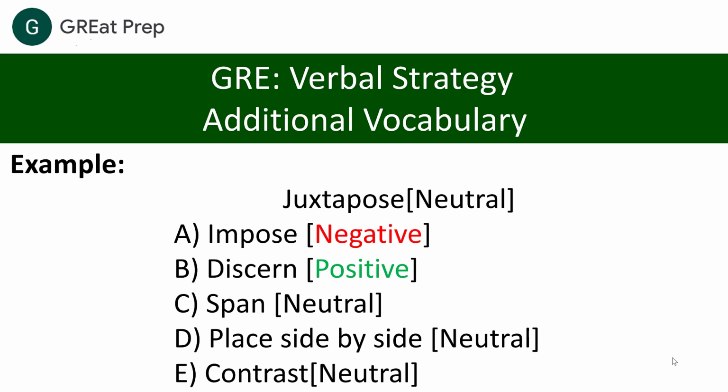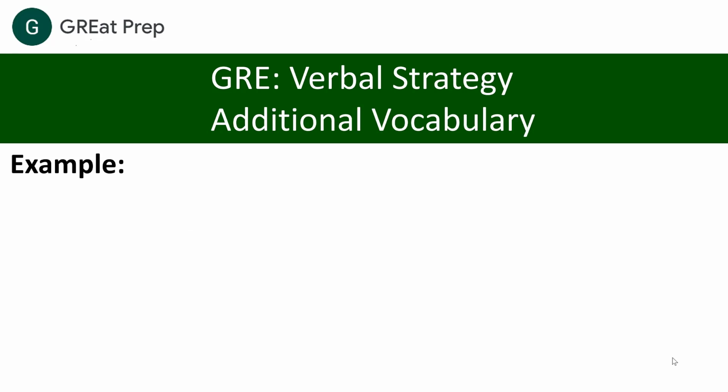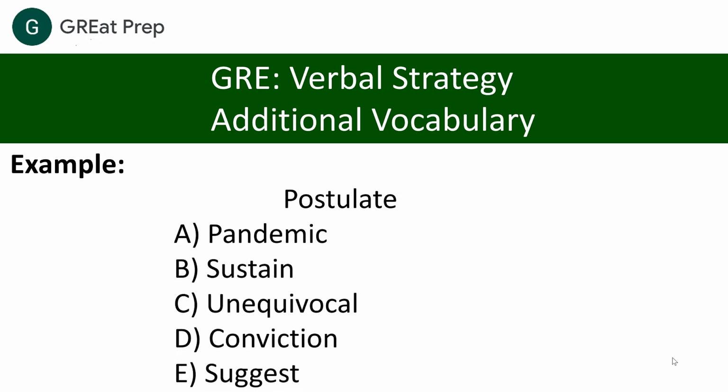So by using strategy 4, you basically will learn how to use the degree of the word and the meaning of the word, different shades of the word, to choose the right answer and not fall into a trap. Another example is the word postulate. This is again a legit GRE word. Choices A to E are also legitimate GRE words.